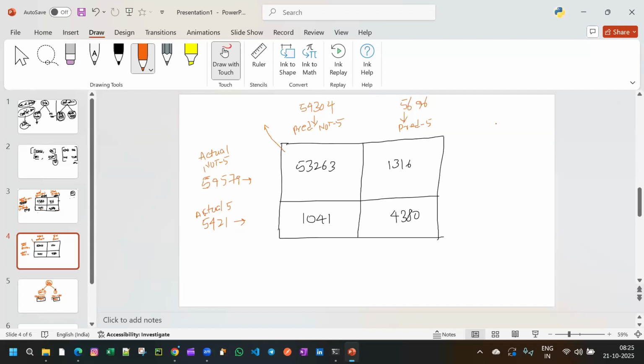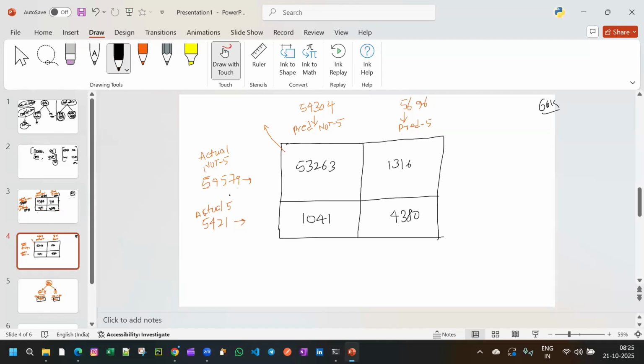So in my 60K data, my data has 54,579 actual not-5 images. Out of these 54,579 images, ideally, if my model is making a perfect classification, my model should predict all of these 54,579 images as not 5. That is 100% accuracy.